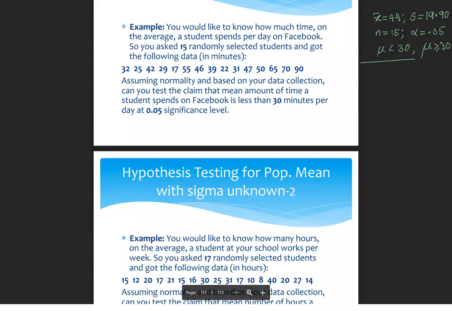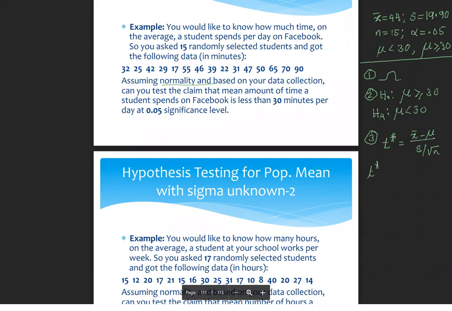So you've got all the information that you need. So normality, you kind of have to assume that in this problem, so I give it to you. Number 2, null hypothesis, mu is greater than or equal to 30, and alternative hypothesis is mu is less than 30. Number 3, your test statistic T star is equal to X bar minus mu divided by S over square root of the sample size.